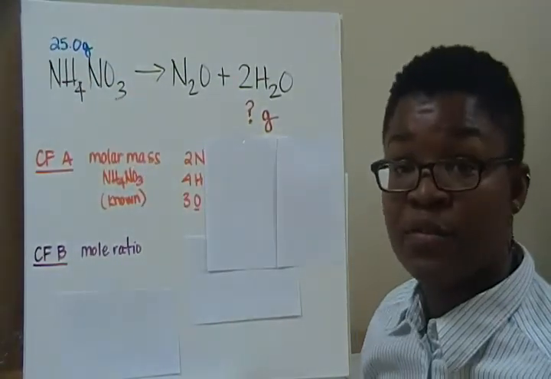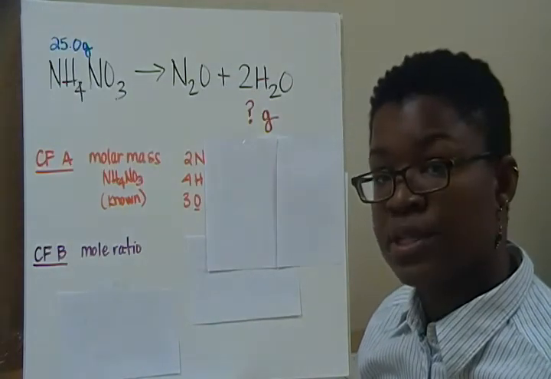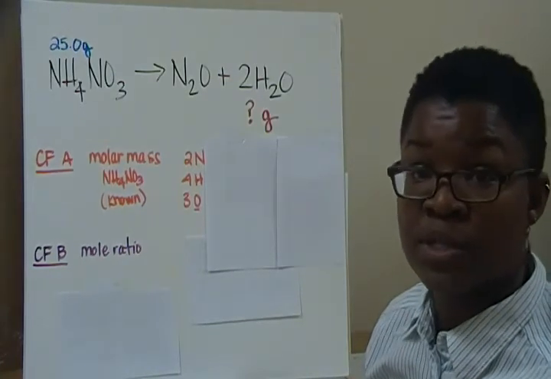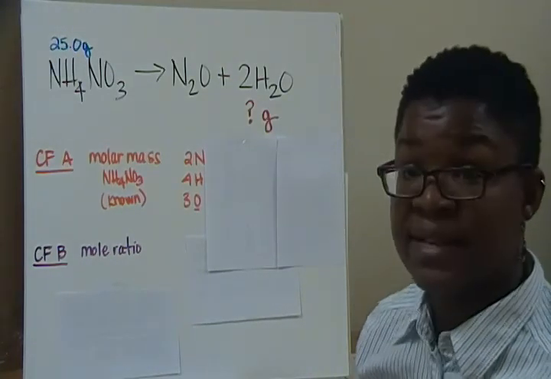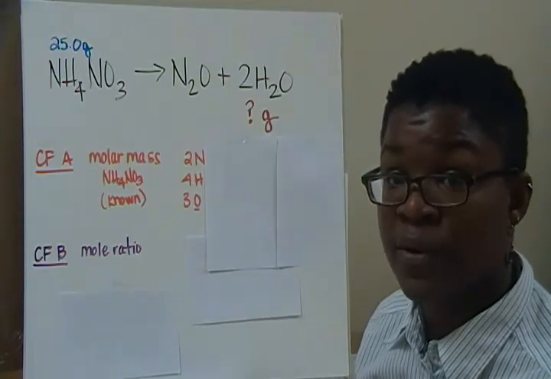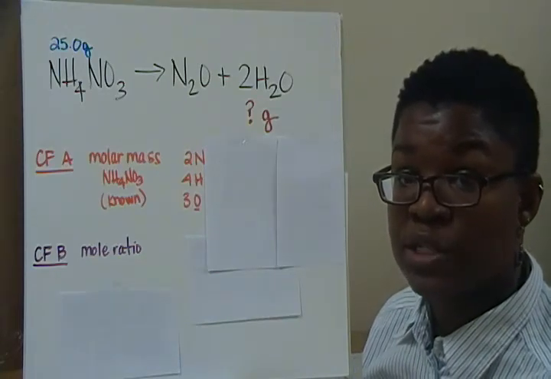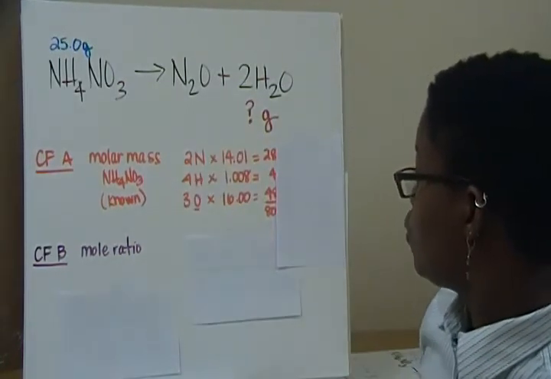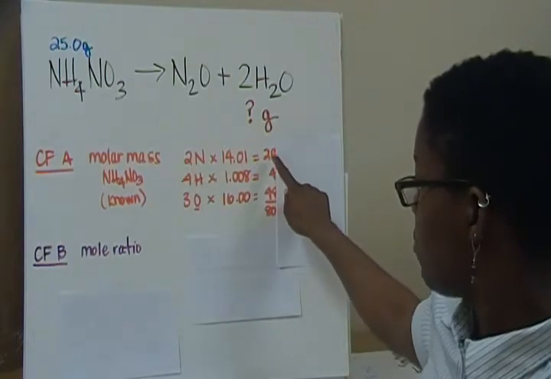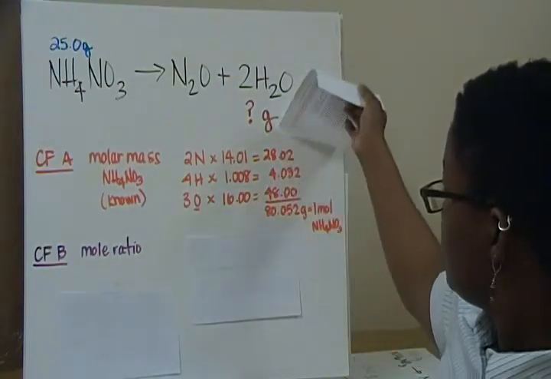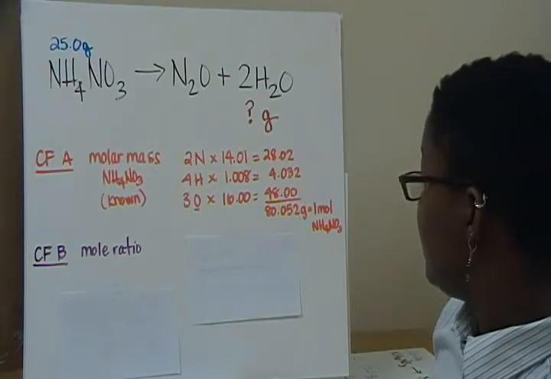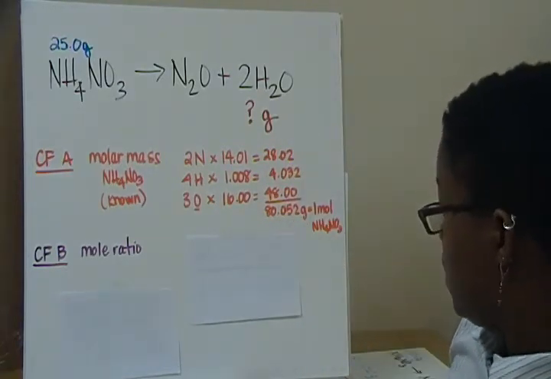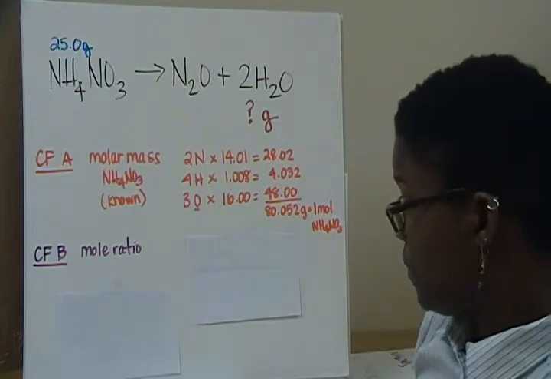Molar mass always comes from our periodic table. So in that case, you're going to need to look at your periodic table, find the mass of N, which should be 14.01, find the mass of H, which is 1.008, and the mass of O, which is 16.00. If you have those masses, you'll then multiply across, and then you'll add that all together to get 80.052 grams of NH4NO3 to 1 mole of NH4NO3.